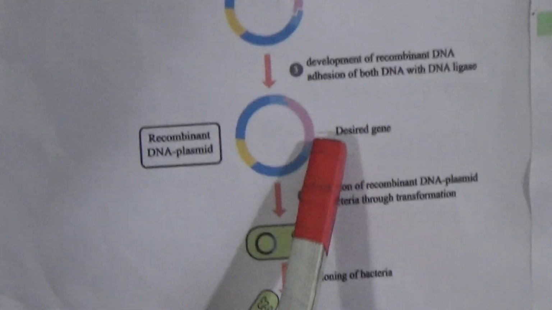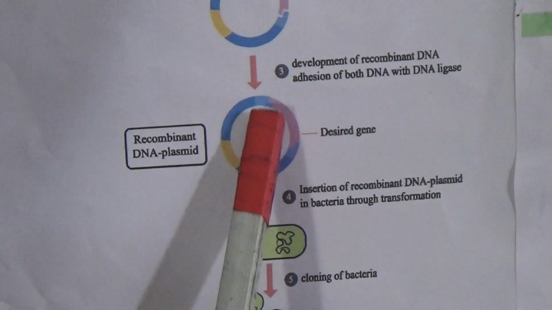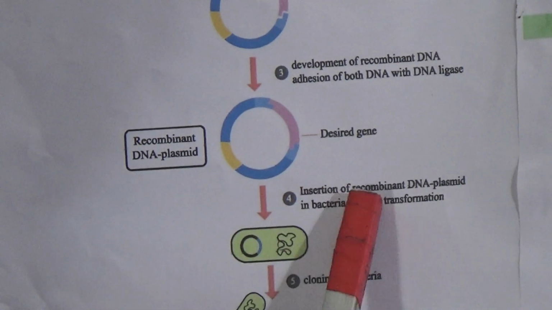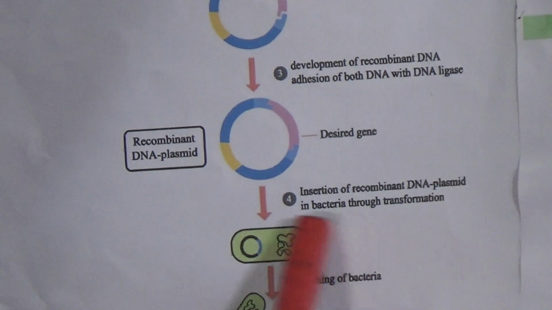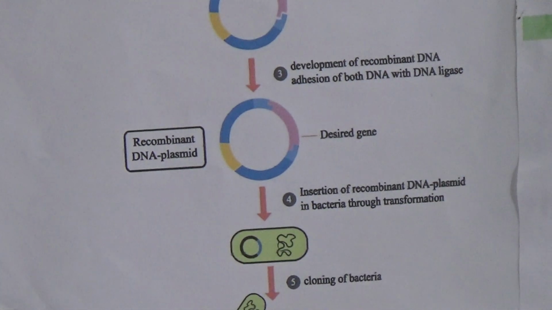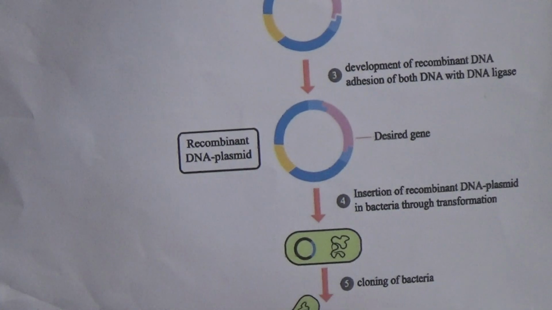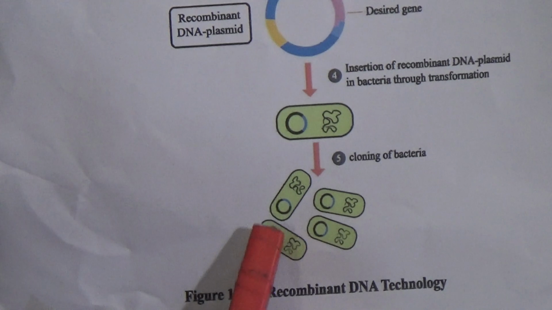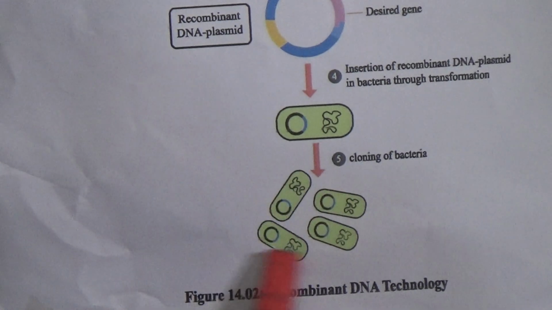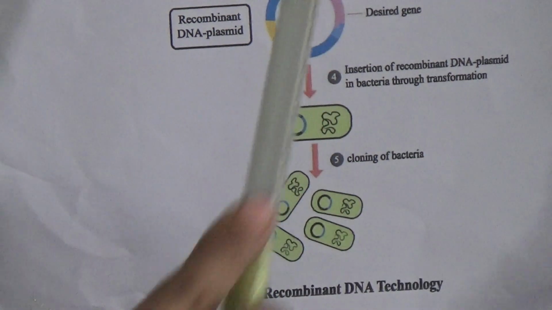Then the desired gene is here with the ligase. It is the recombinant DNA plasmid. This recombinant DNA plasmid is inserted in bacteria through transformation, and now the cloning of the bacteria is happening here, and through the cloning we will get many copies of the desired gene from the many bacteria. Now come to the next page.